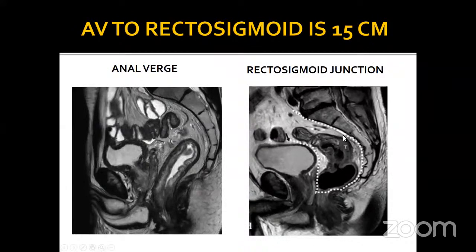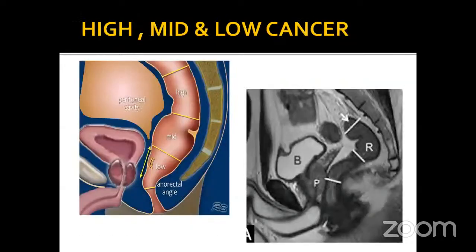Some people say no, from where the rectum and sigmoid leave the sacral base, go away from the sacral base. This is the rectosigmoid. So this is the area we can consider as rectosigmoid, but this is not a very fixed point as far as MRI, endoscopy, colonoscopy, or rectal cancer is concerned. So high, mid, and low we have covered.